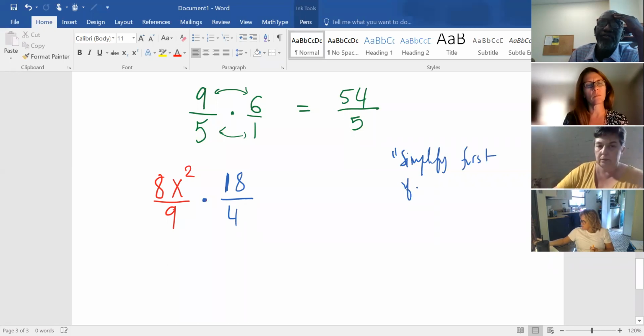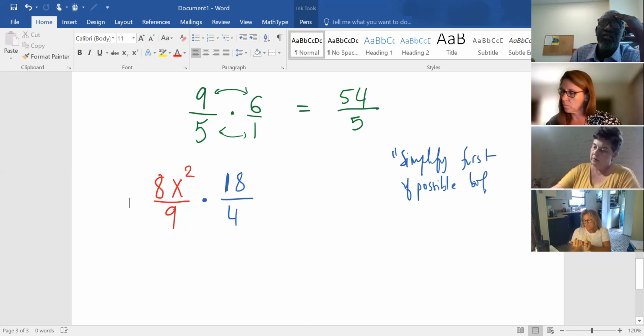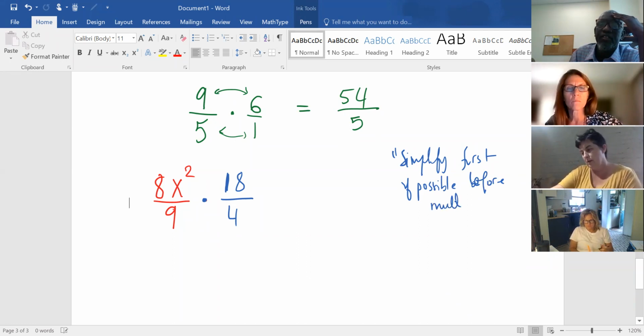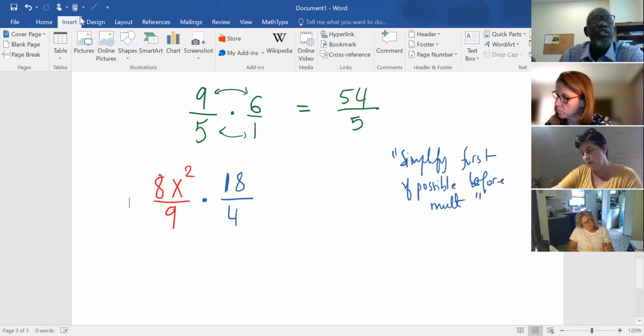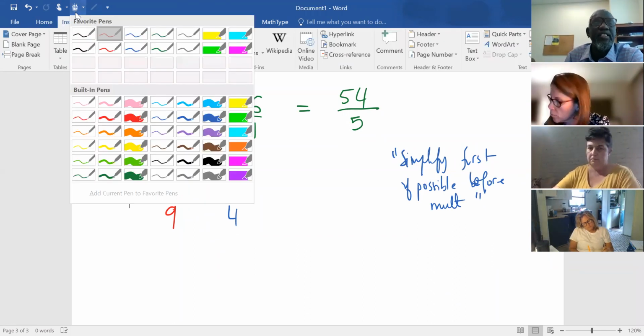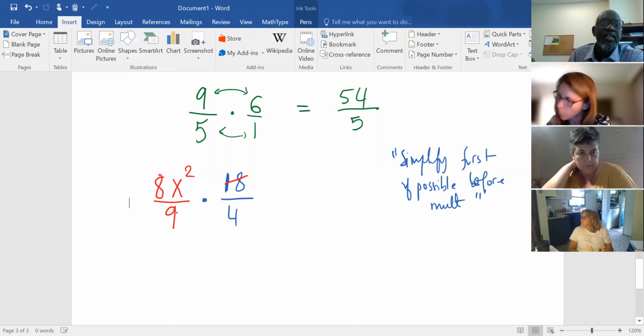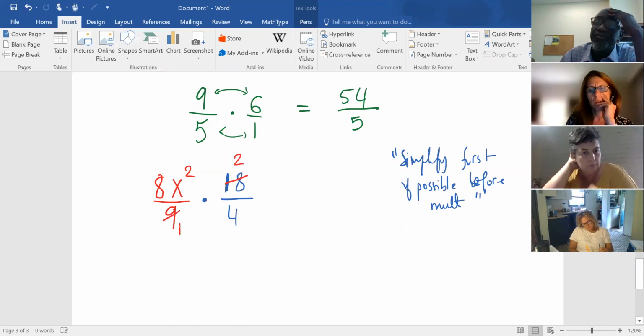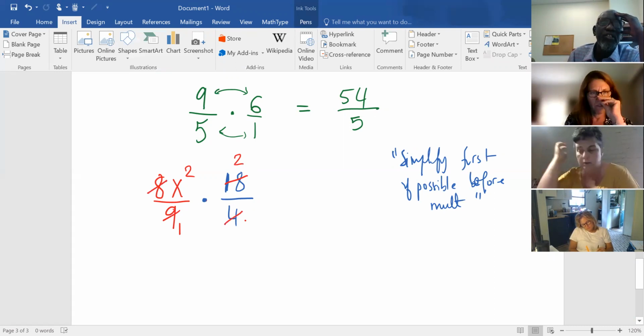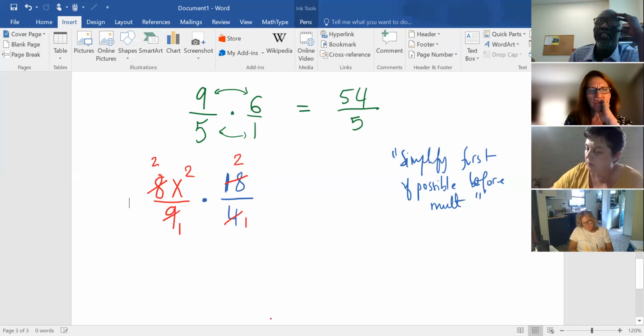if possible, before multiplying, right? If possible. Exactly what you told me. You see here, I can go ahead and say, okay, 18 and 9, they cross out right here. This is 2 left, this is 1 left, right? 8 here and 4 here, they cross out. This is 1 left and this is 2 left. You see? That makes it very, very easy.